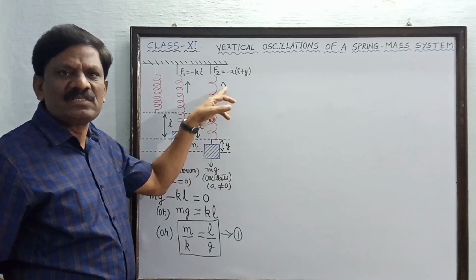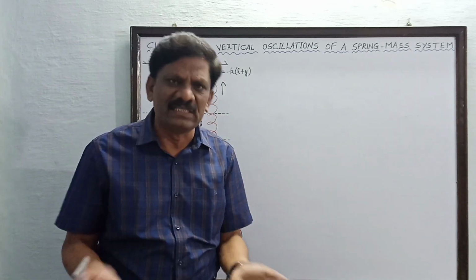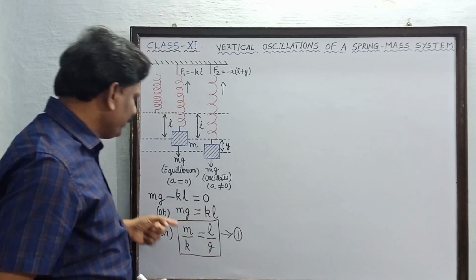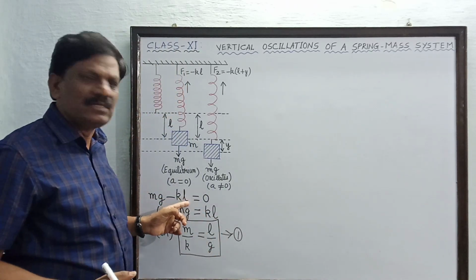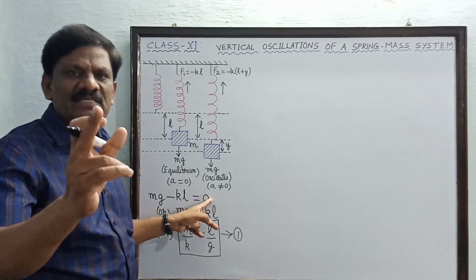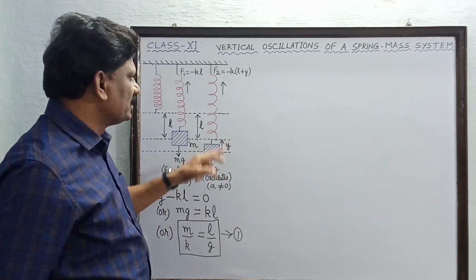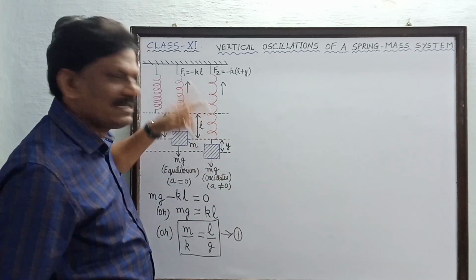So here the net force must be equal to mass into acceleration. That's all. In the previous picture, the net force is equal to 0 because acceleration was equal to 0. But in the third picture, the net force acting on the system, what are all the forces?